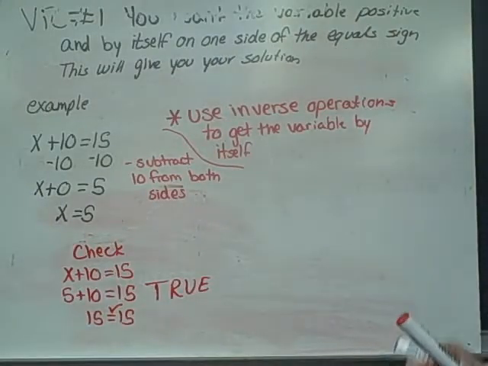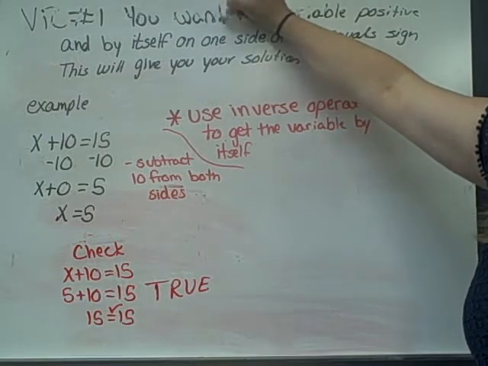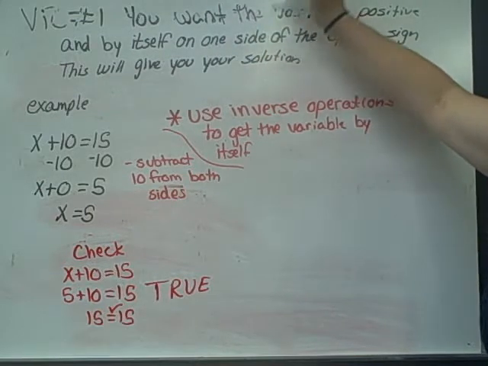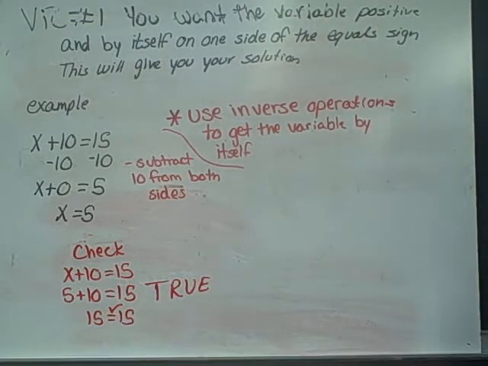Very important concept number 1. You want the variable positive and by itself on one side of the equal sign. This will give you your solution. You have to have the variable alone. In other words, you can't have it say 8x equals something. I want just x. I want to know what x is. And also it can't be negative. So you can't have negative x equaling something. I want positive x equals an answer.